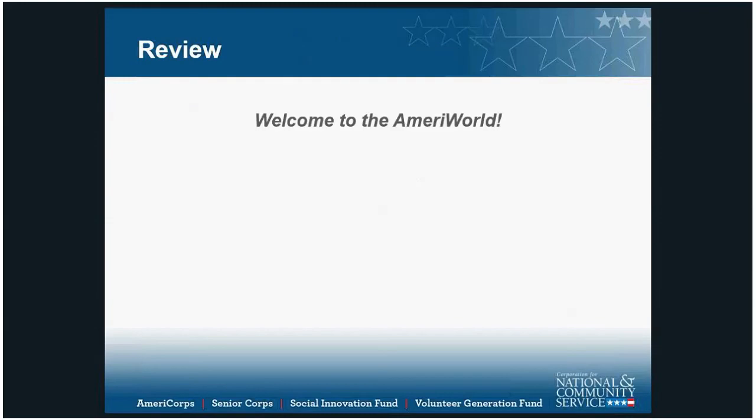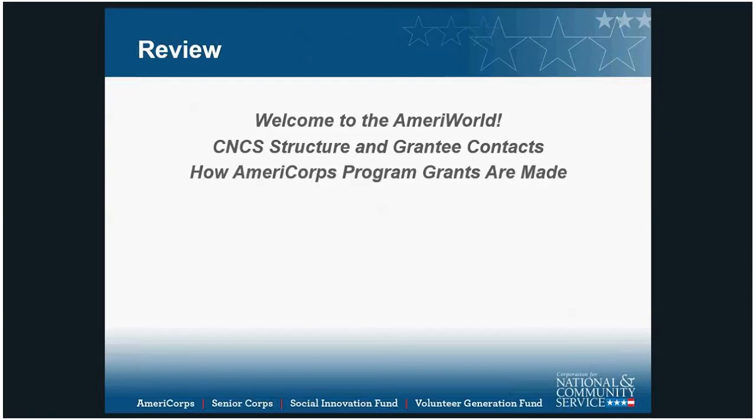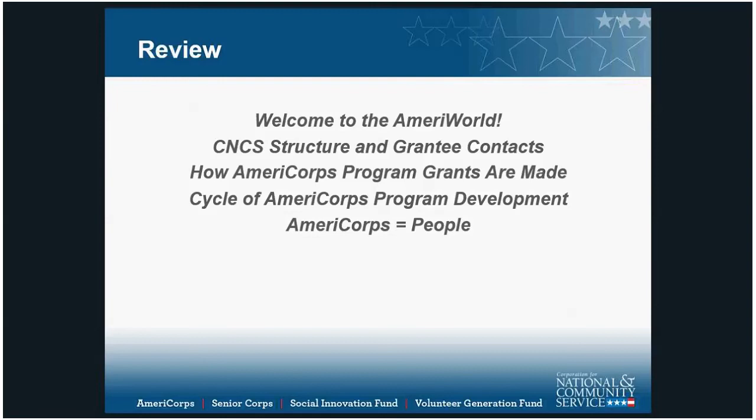So in summary, over the last few minutes, we covered several topics. We looked at the overall organizational structure of CNCS. In addition to, of course, welcoming everyone to the AmeriCorps world, we identified 3 key contacts for program grantees, for prime program grantees. We went through a quick review of how grants are made, how AmeriCorps programs are built, and how AmeriCorps members are recruited. We talked about the cycle of AmeriCorps program development and briefly gave an introduction to the My AmeriCorps member portal.